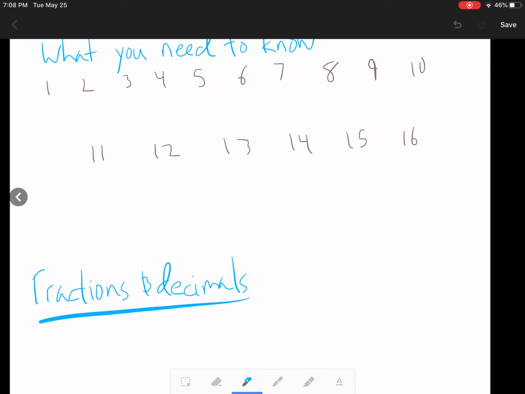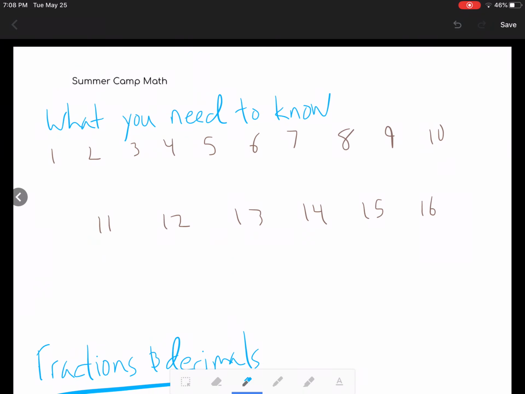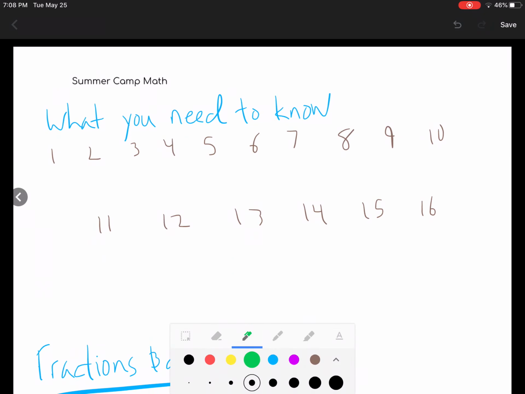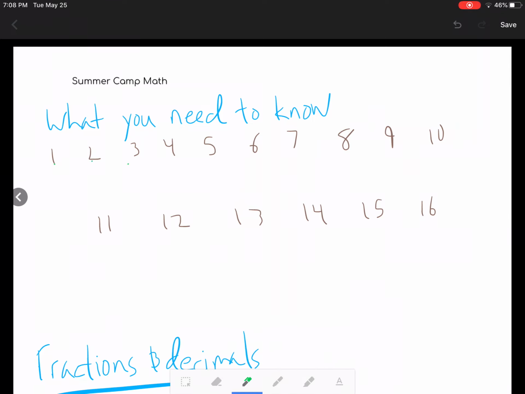So, we're eventually going to talk about fractions and decimals. So, big thing that we need to know are just what we call perfect square numbers. And those are numbers that are the result of multiplying these numbers here by themselves. So, for example, 1 times 1 is 1. 2 times 2 is 4. 3 times 3 is 9.